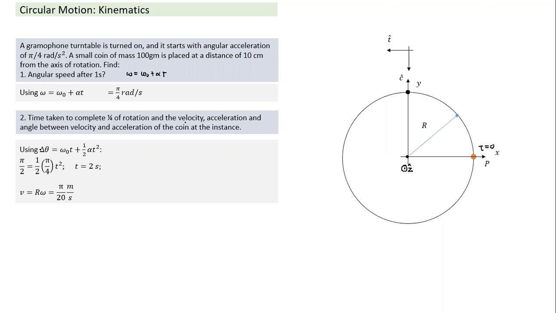Delta theta, the angular displacement, is equal to omega naught t plus 1/2 alpha t squared. The first term is 0 because it starts from rest. So delta theta is pi by 2, and 1/2 alpha is pi by 4, into t squared. I get t equal to 2 seconds. So it starts from here and reaches this point at t equal to 2 seconds. So we understood the first part.